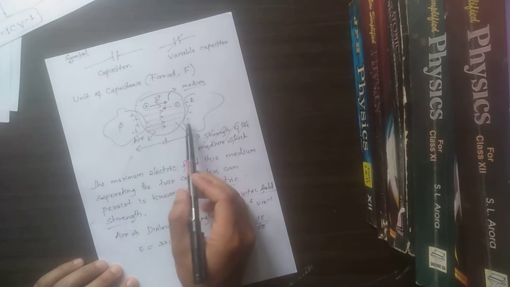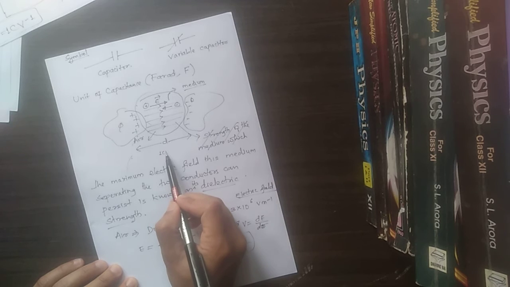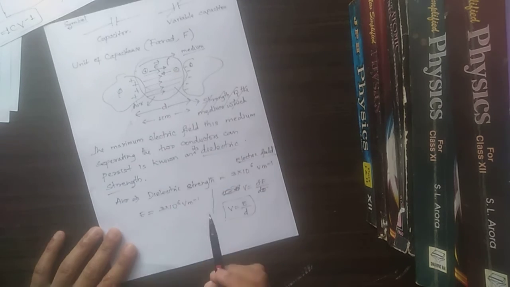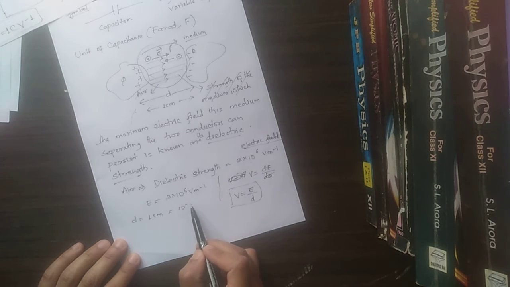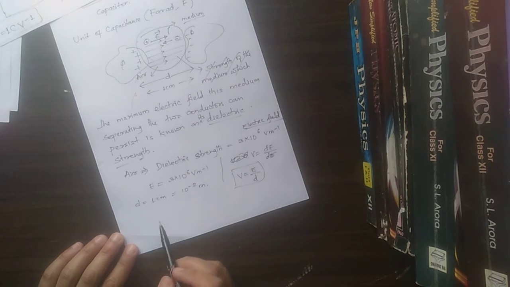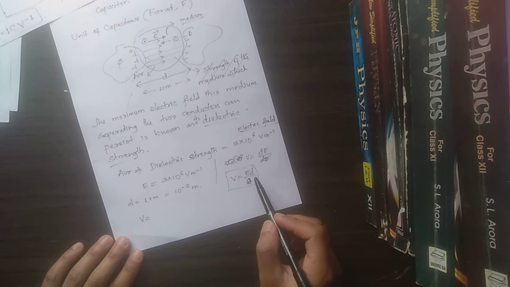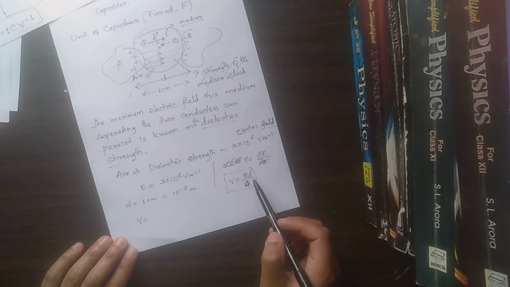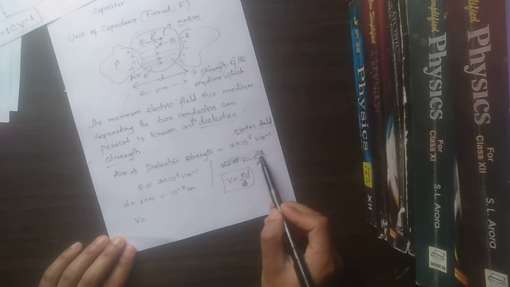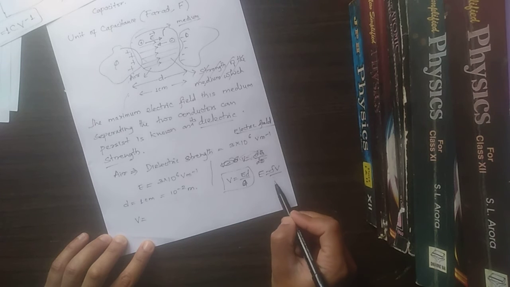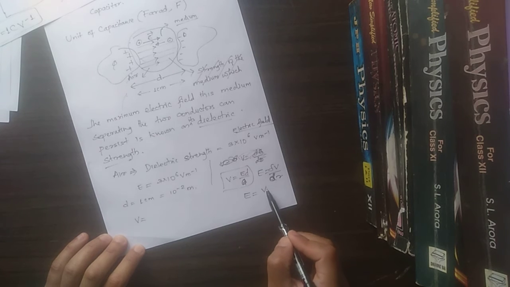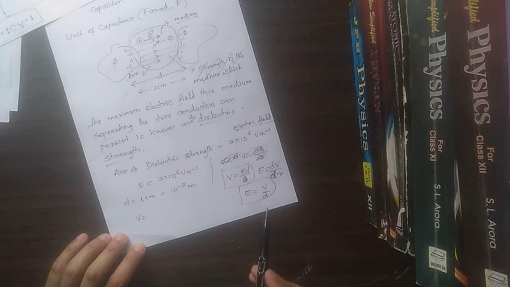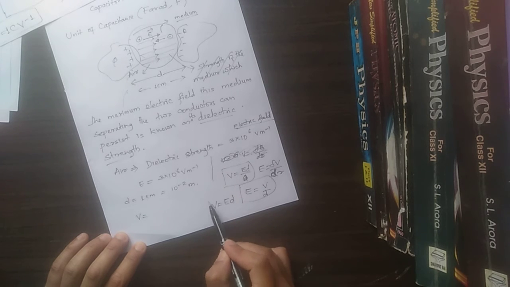Suppose this distance separating the two conductors is, let us take, 1 centimeter. If distance is 1 centimeter, then D will be 1 centimeter, or simply 10 to the power minus 2 meter. We had the relation electric field as del V by del R. So electric field is potential divided by distance. That means potential will be electric field into distance.